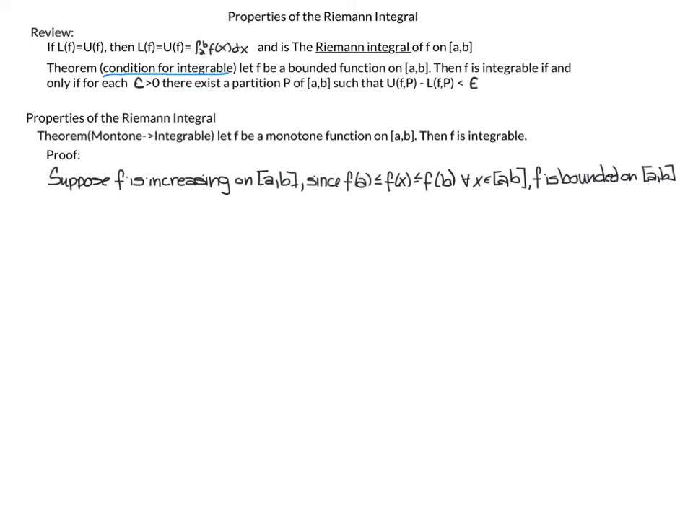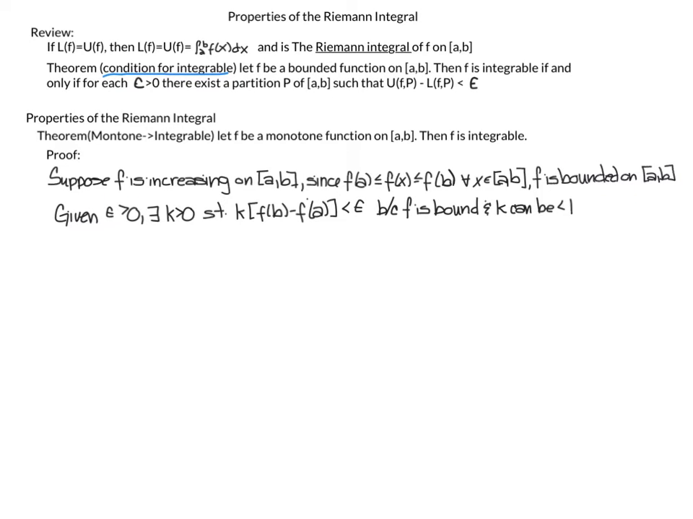By definition of what it is to be increasing, all of our f of x is greater than or equal to the left-hand endpoint f of a, and less than or equal to the right-hand endpoint f of b. And f of x less than or equal to f of b for all x in [a,b] implies that f is bounded on [a,b]. So given an epsilon greater than 0, there exists a constant k greater than 0 such that k times (f of b minus f of a) is less than epsilon. And again, that's because f is bounded and k can be made less than 1. It just has to be greater than 0.